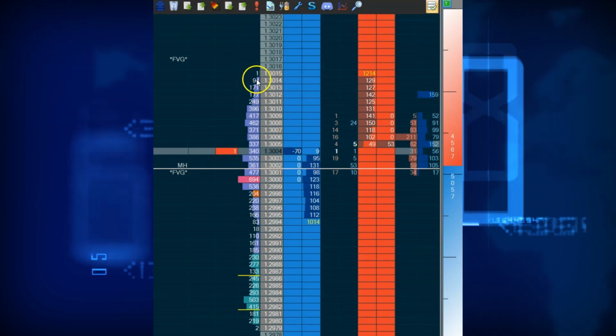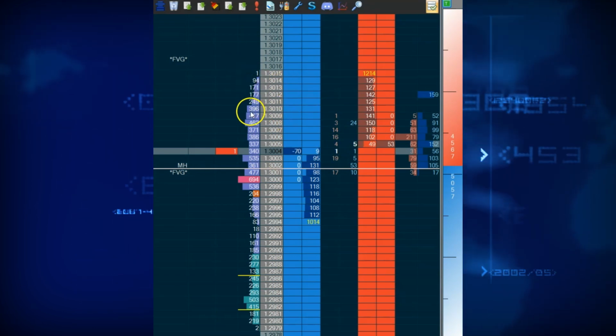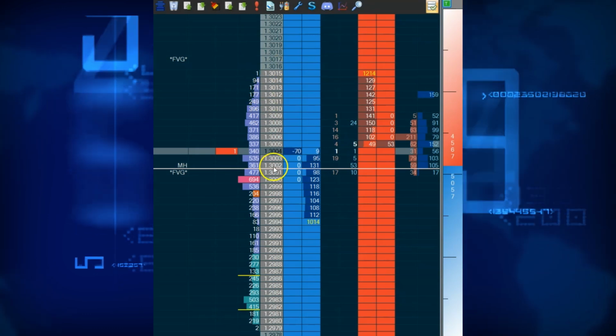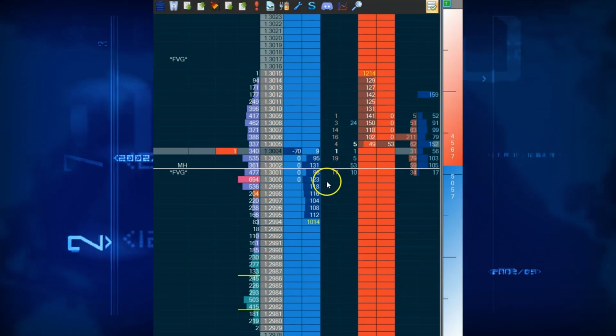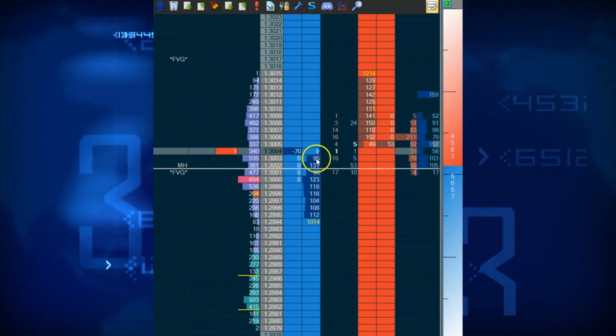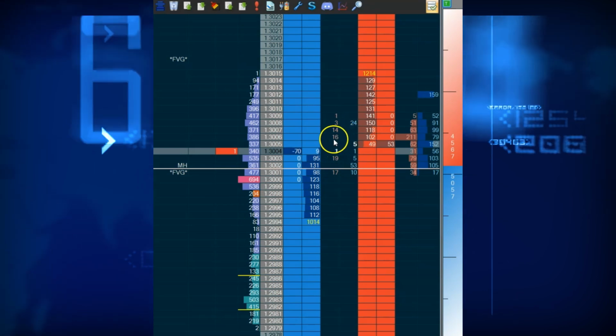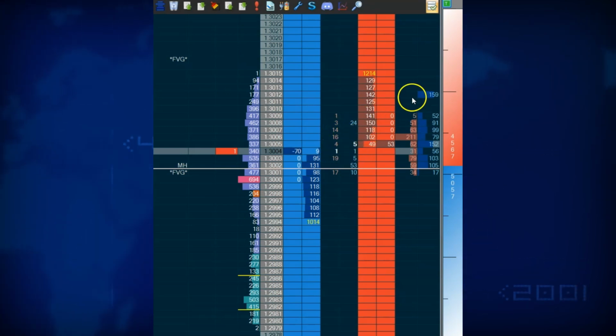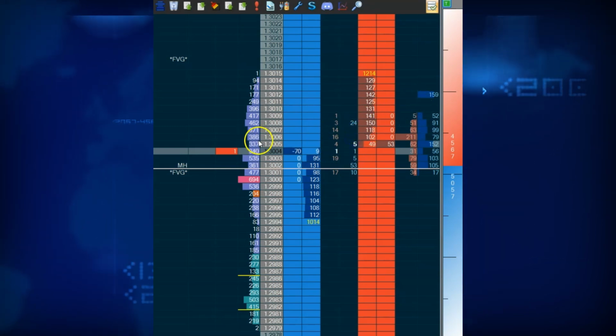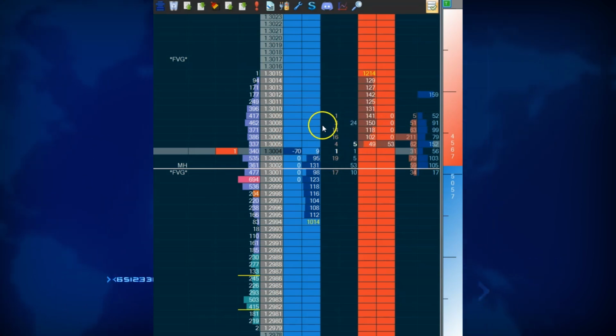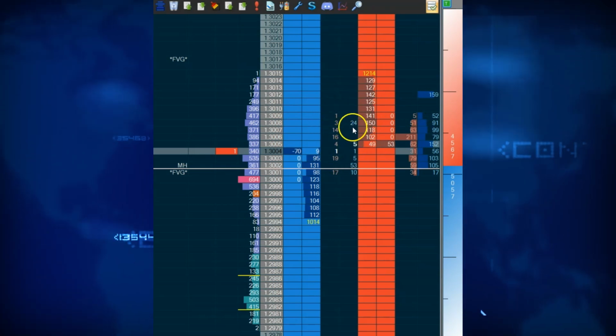Once I saw price start rejecting in this area here, building this volume profile here, that gave me some indication that they wanted to start pushing down, because the bulls started to push up, and then they started to push up within this range here, and you'll see that the bears are stepping right back in.